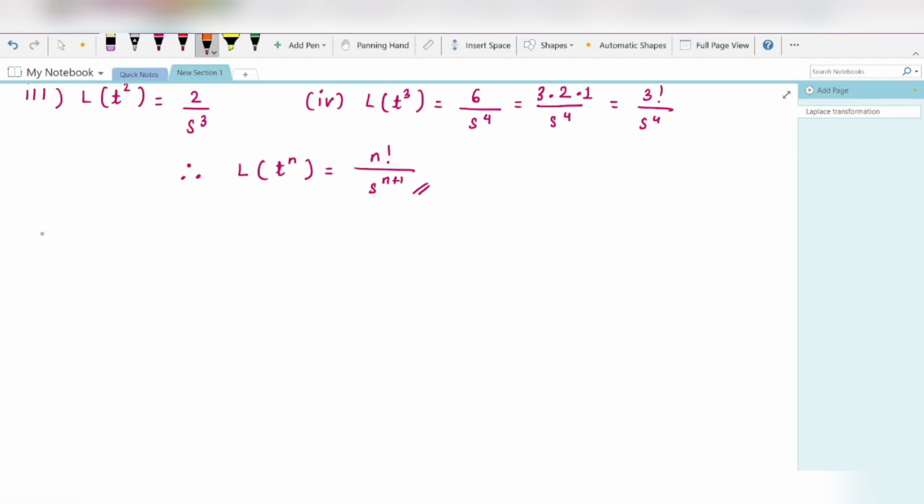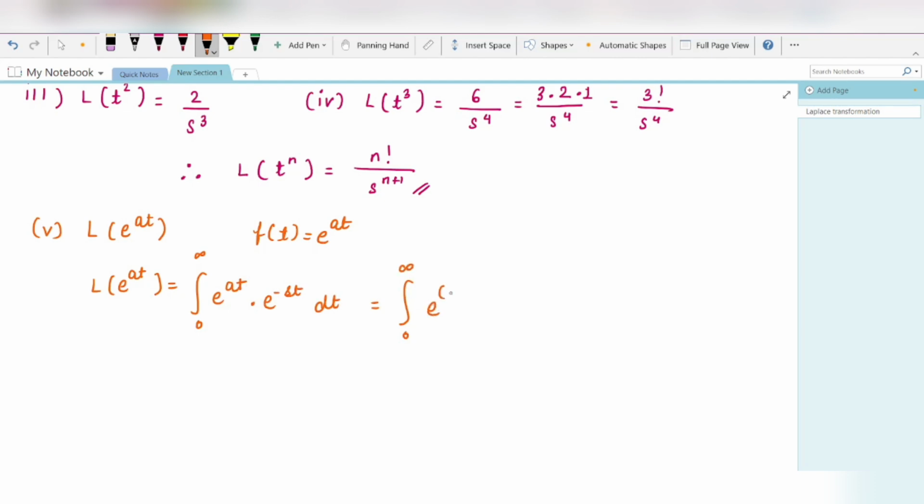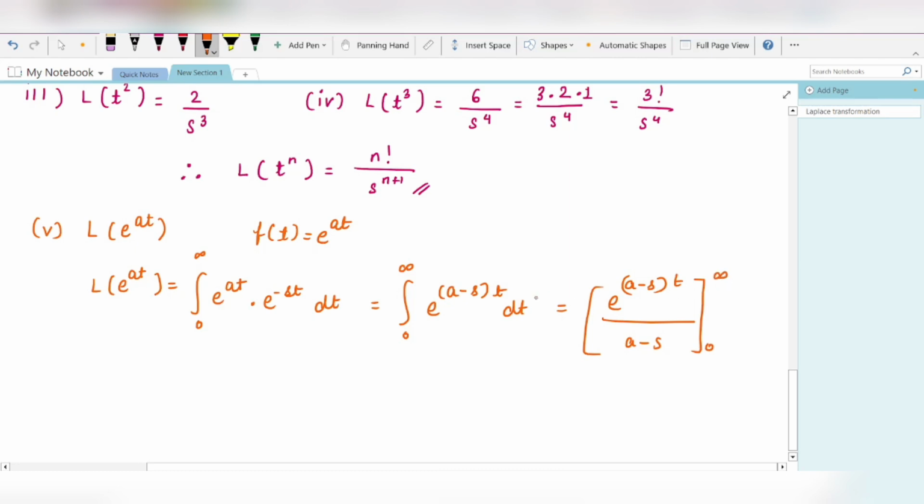Now, let us assume we are finding the Laplace transformation of e raised to at. We are given a function f of t as e raised to at, and now we are finding the Laplace transformation of it. So the Laplace transformation of e raised to at will be equal to the integral from 0 to infinity of e raised to at into e raised to minus st dt, and this is equal to the integral from 0 to infinity of e raised to (a minus s) into t dt, and this is equal to e raised to (a minus s) into t by (a minus s). And now we have to evaluate the limit from 0 to infinity.